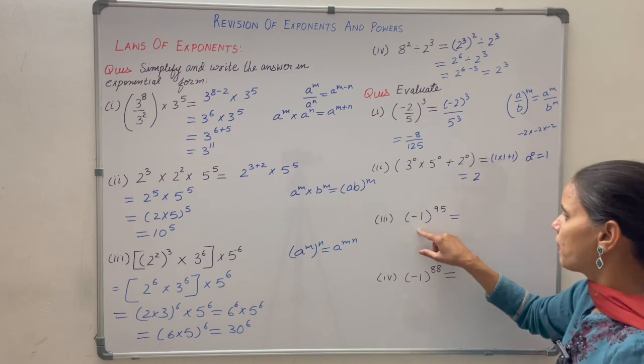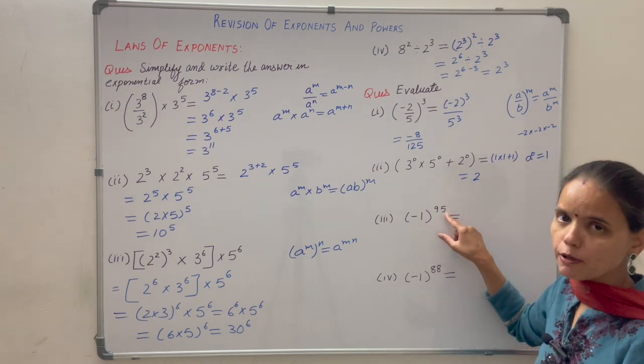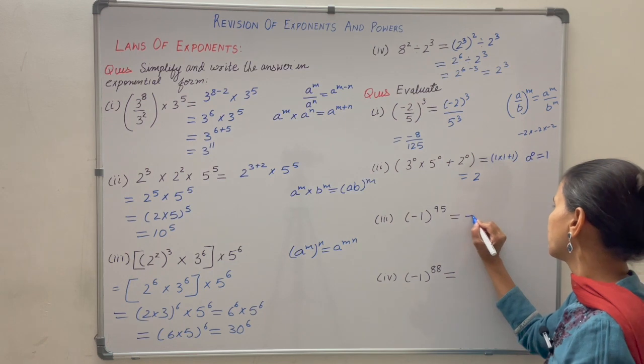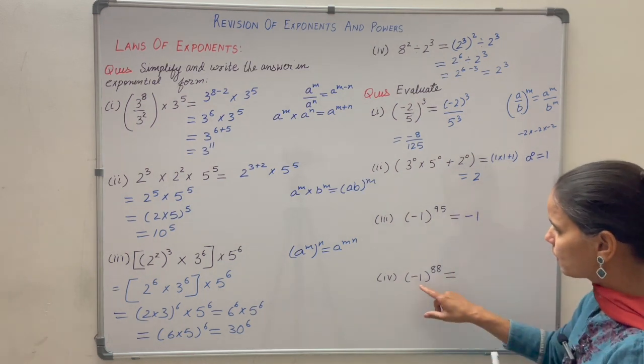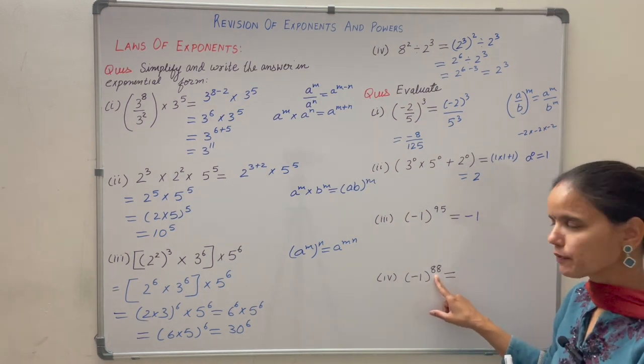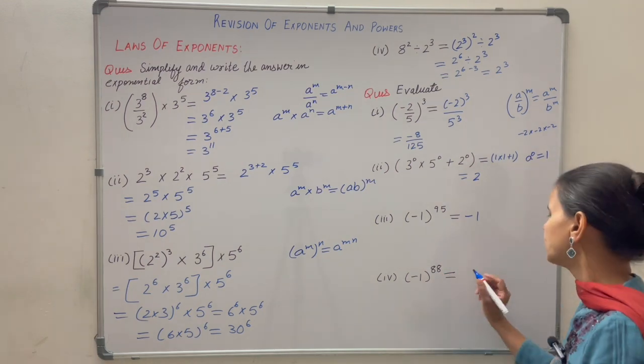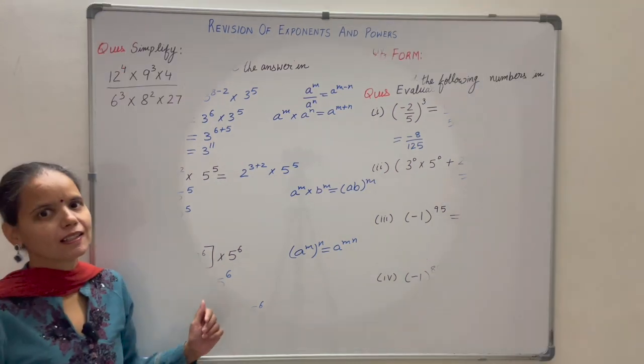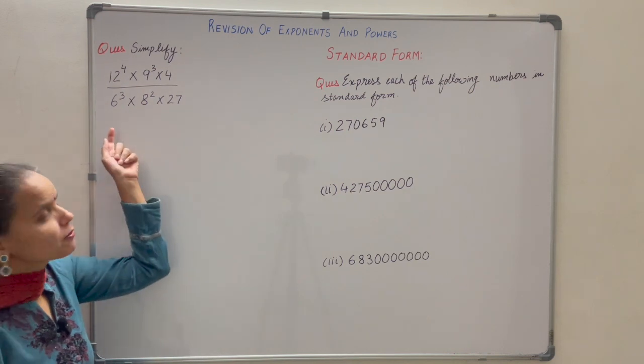If minus 1 is raised to the power odd number of times, then the answer is minus 1. If minus 1 is raised to the power even number of times, as here it is 88, then the answer is plus 1. Simplify. So you have to simplify this.